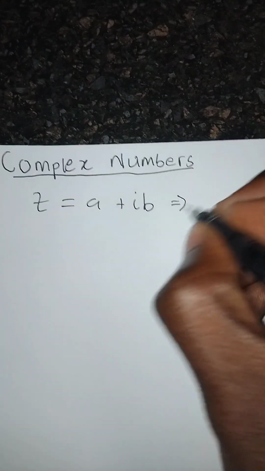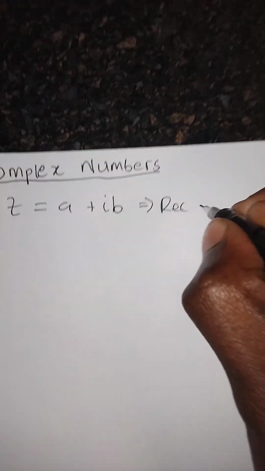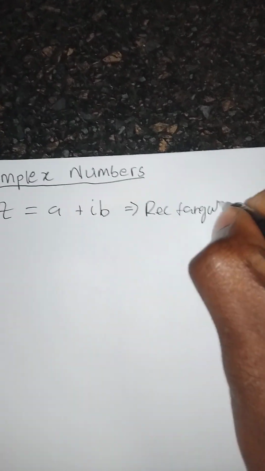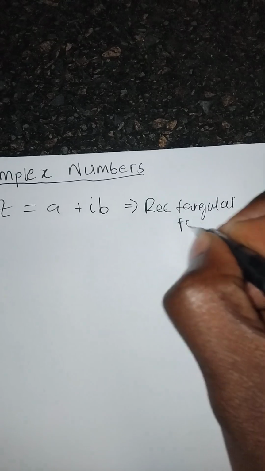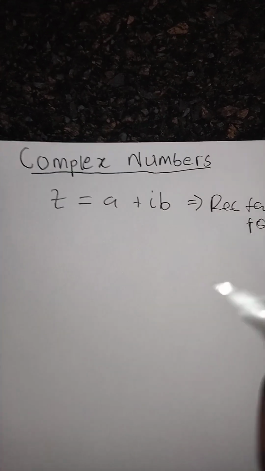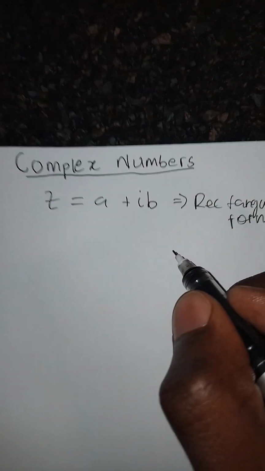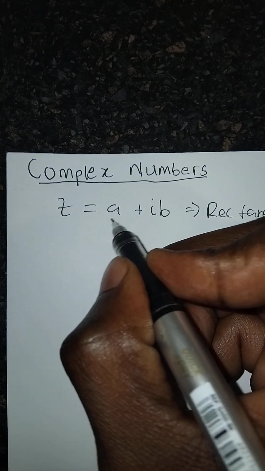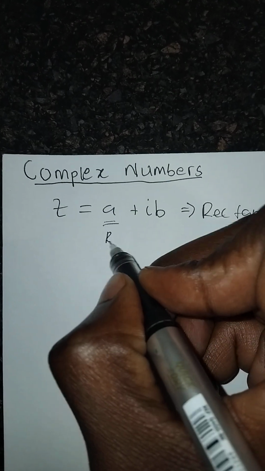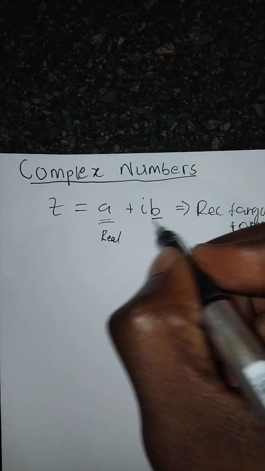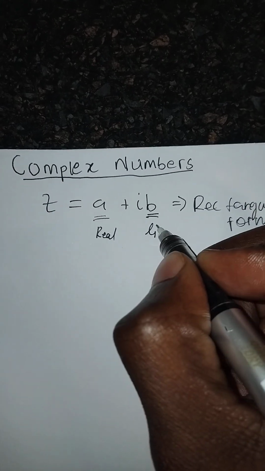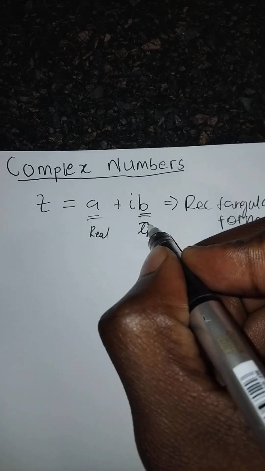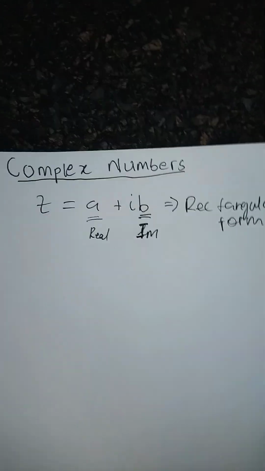So this, remember, is called a rectangular form. I want to transform this rectangular form to polar form. I'll show you guys a way that you can convert that without having to cram the formula and stuff like that. So now we know that a here represents our real part, and b is what we call our imaginary part. Let me just use a capital letter I for the imaginary part.